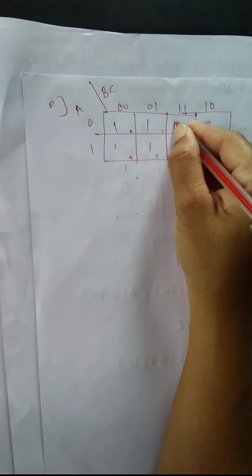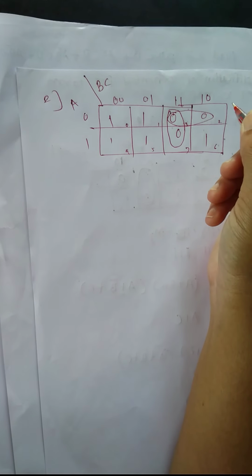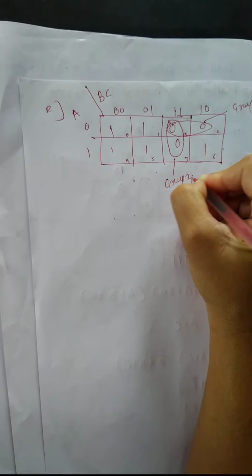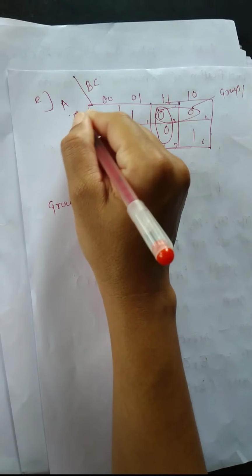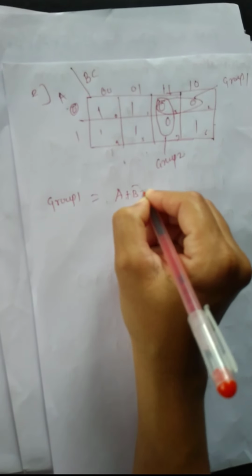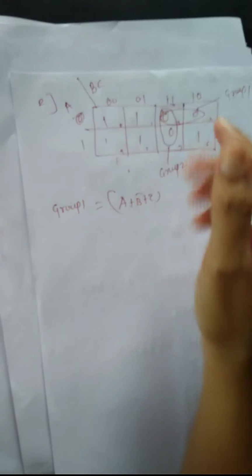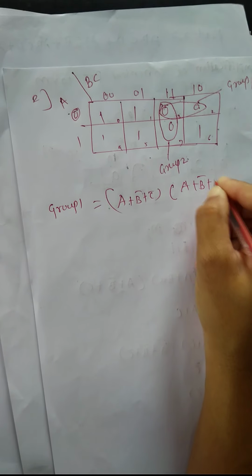The K-map is given directly. You have to group it: this one is one pair, and this one is another pair. So this is group 1, and this is group 2. For group 1, you have to simplify. For the 0s in group 1, the terms are a plus b bar plus c bar, and then a plus b bar plus c.